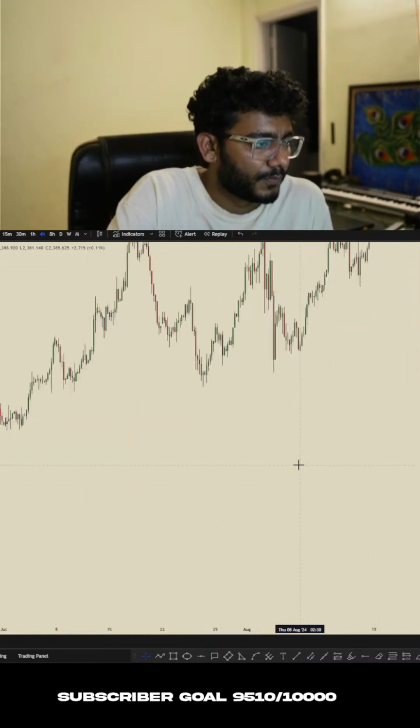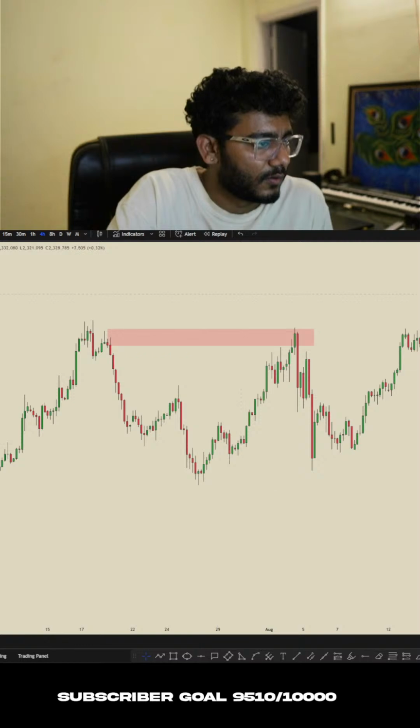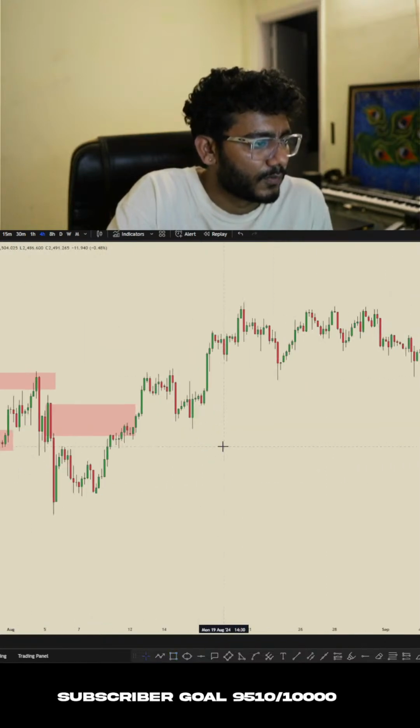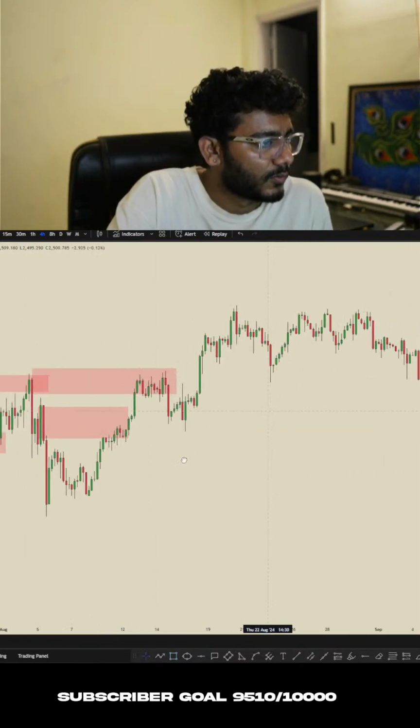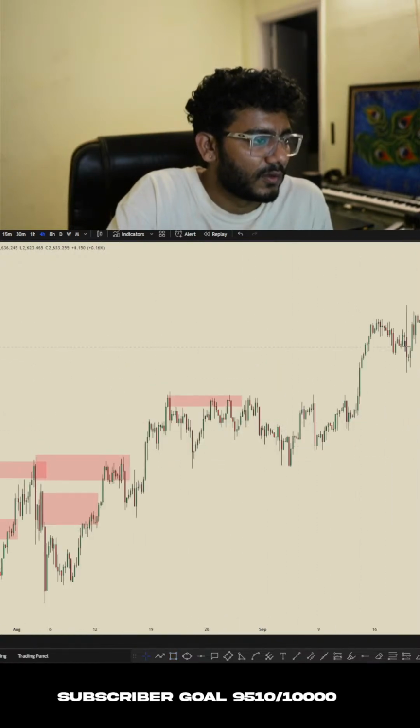Let's see here. If you are always looking for sell side entries, probably like here, you are in profit. Here price will hit your stop loss. Here price will hit your stop loss. Here price will hit your stop loss. Here, profit. But most of the time price will just continue to the upside.